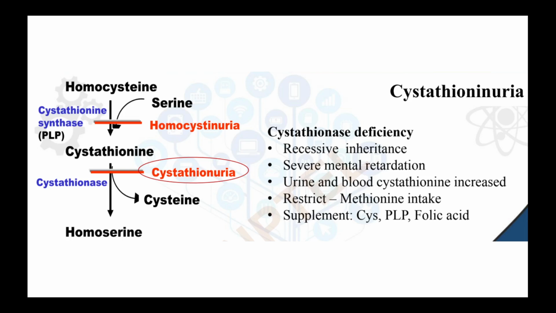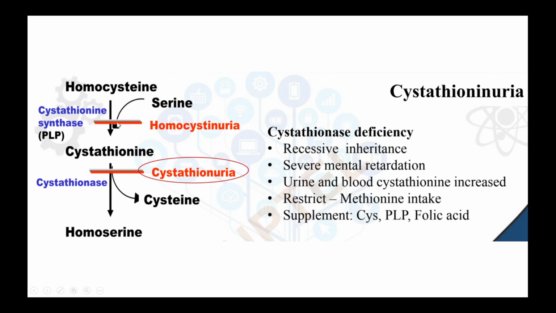You have answered option B, cystathionase. That is the correct answer. So we saw homocystinuria, right? Homocystinuria was due to cystathionine synthase deficiency. And because of that, cystathionine was not forming and homocysteine was getting accumulated. Now, cystathionuria is caused due to accumulation of cystathionine. Cystathionine is excreted in the urine, and that's why it's called cystathionuria.